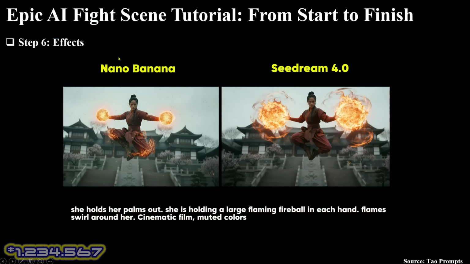Next step is step 6, effect. If you can see over here at the top, we compare Nano Banana and Seedream 4.0. Basically, you use the first reference image of her flying, and you give the prompt: she holds her palm out, holding a large flaming fireball in each hand, flames swirl around her, cinematic film.